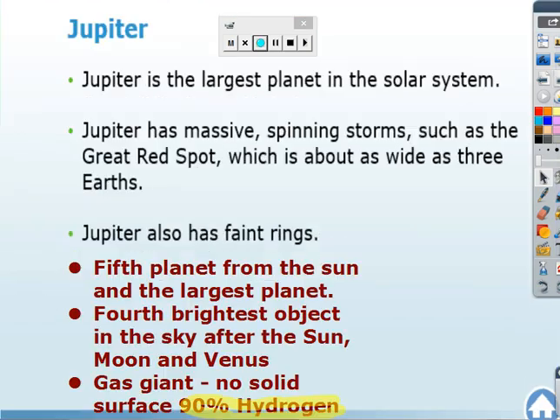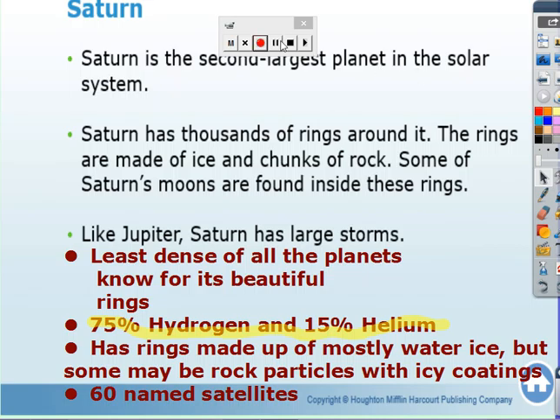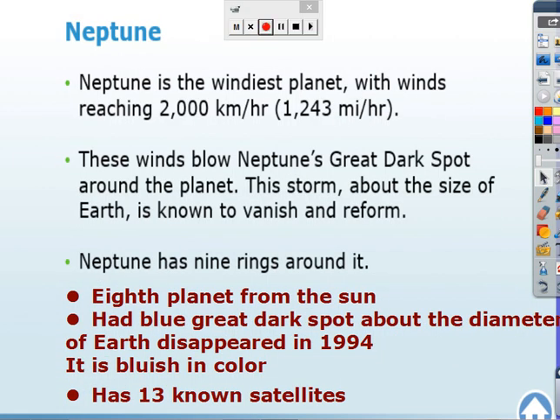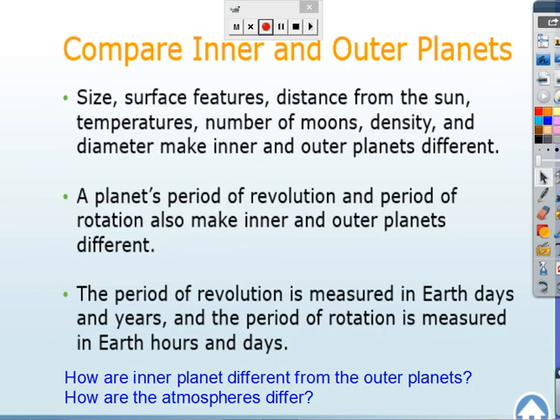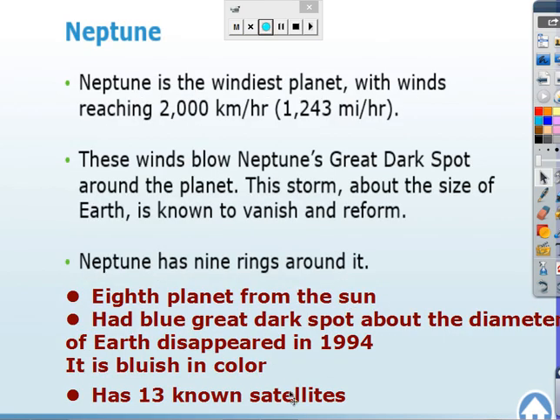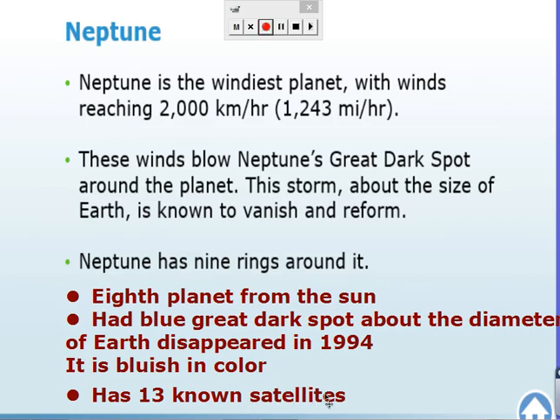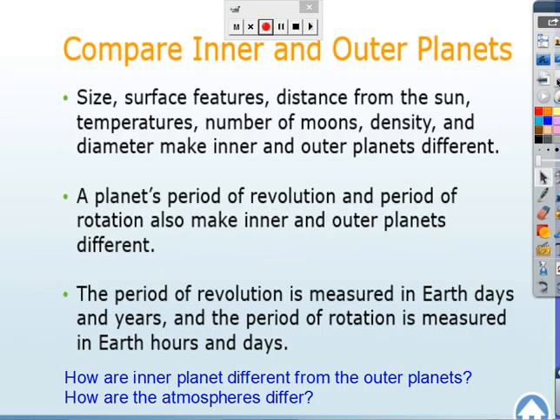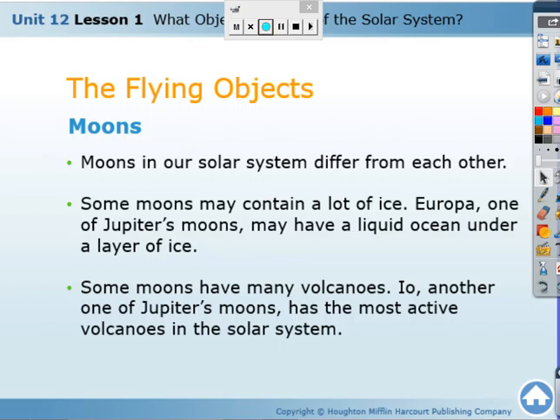Now we're moving to the outer planets and look up Jupiter, Saturn, Uranus, Neptune. Remember that moons are called satellites. Some kids are confused about that. A moon is another name for a satellite. Be able to compare the difference between the inner and outer planets.